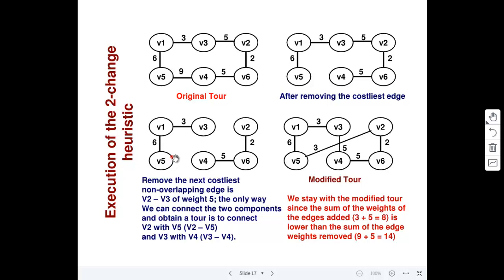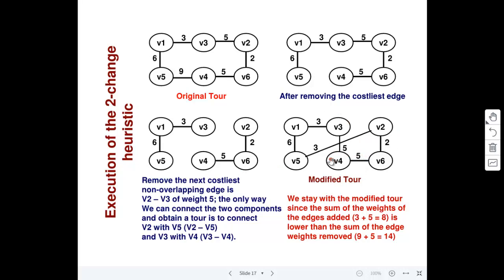We can connect either v3, v5 and v2, v4, but that's not really a valid choice, because if you connect v3 to v5 and v2 to v4, those are two edges added, but they are not really connecting the two components. They will still be in their own components. We want to connect these two components and make them one component. So the only way we can do that is connect v5 with v2 like this and v3 with v4. There is no other way we can connect these two components and make them one component.